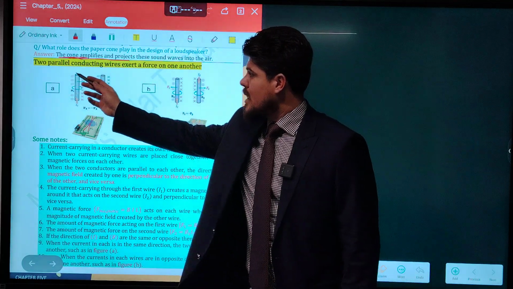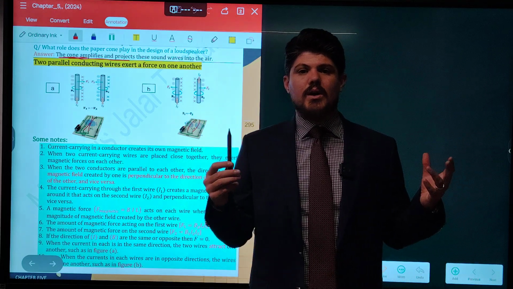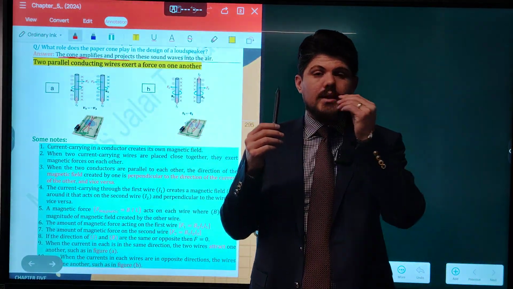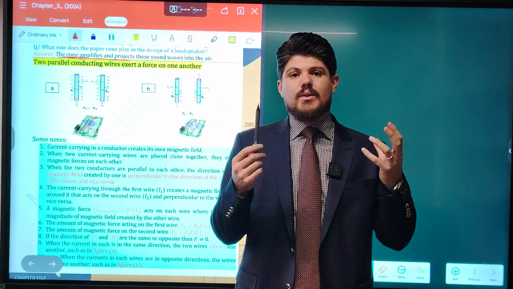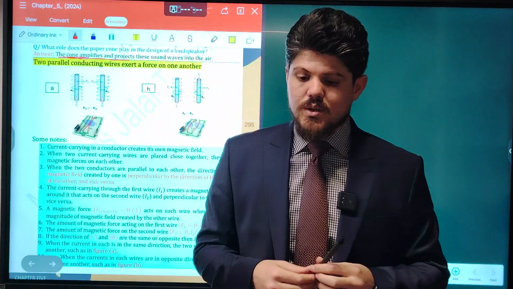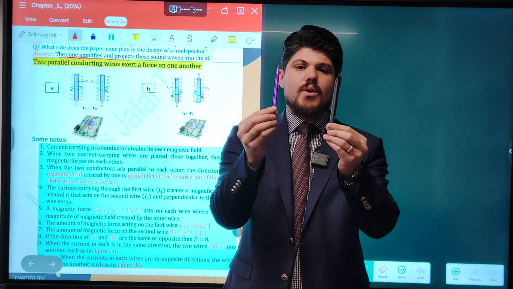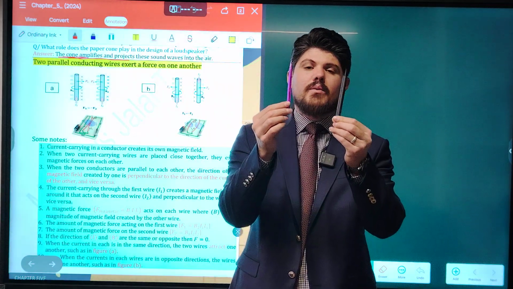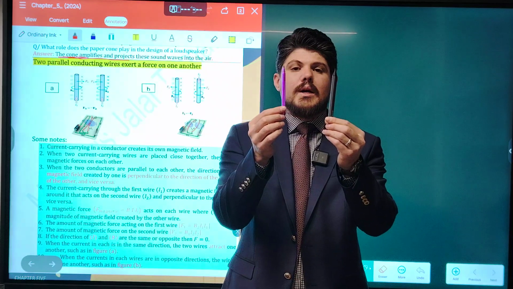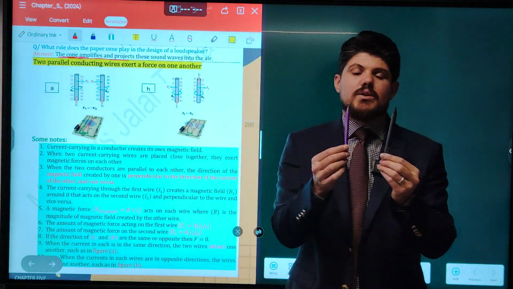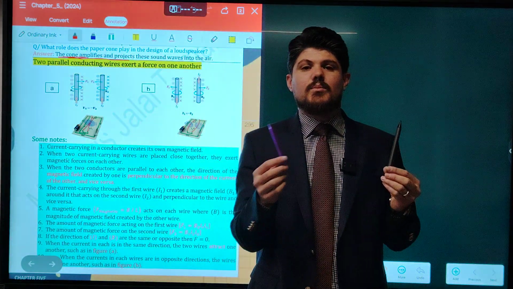Two parallel conducting wires exert a magnetic force on one another. If you have two parallel wires carrying current, these two wires exert force on one another. The first wire exerts a force on the second wire. Assume that we have two wires and current runs in both. When the current runs in the same direction, the force between the two wires is an attraction force. But when the current runs in opposite directions, the force becomes a repulsion force, and I'm going to explain in detail.